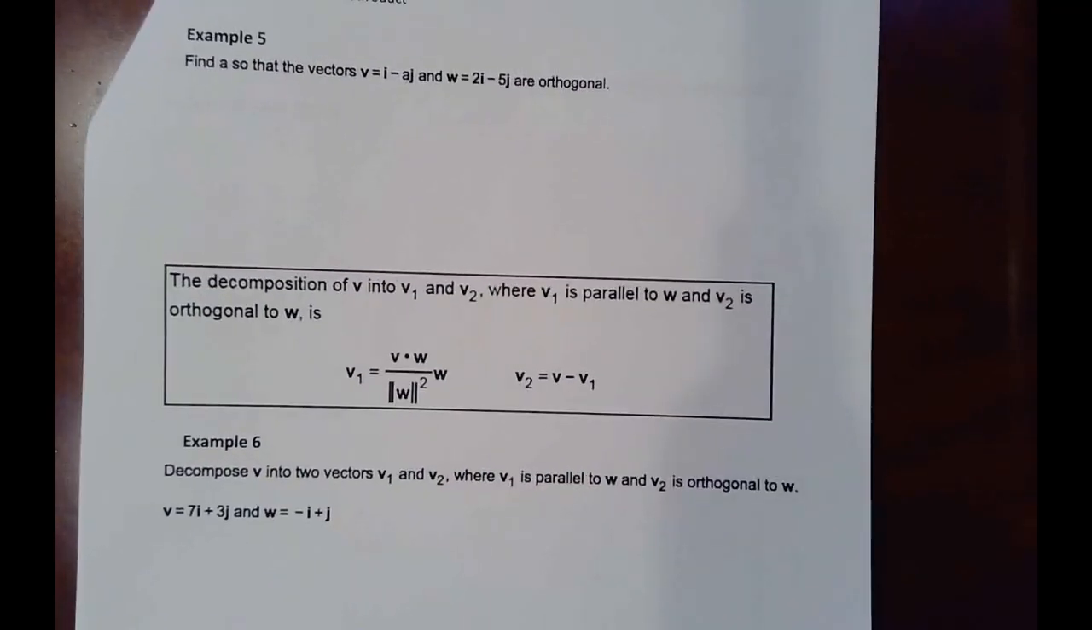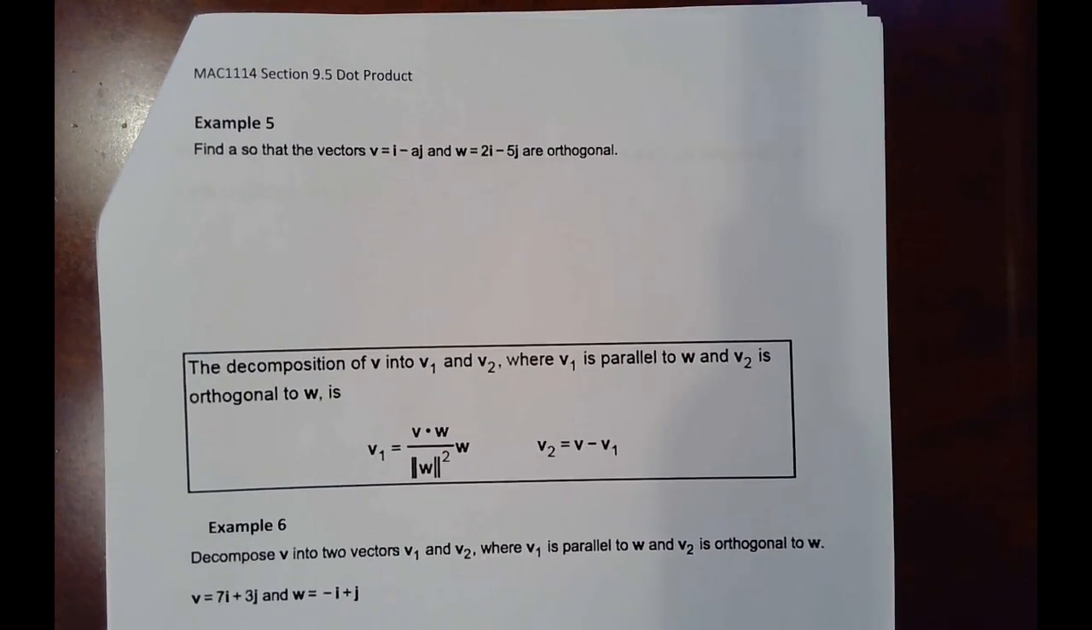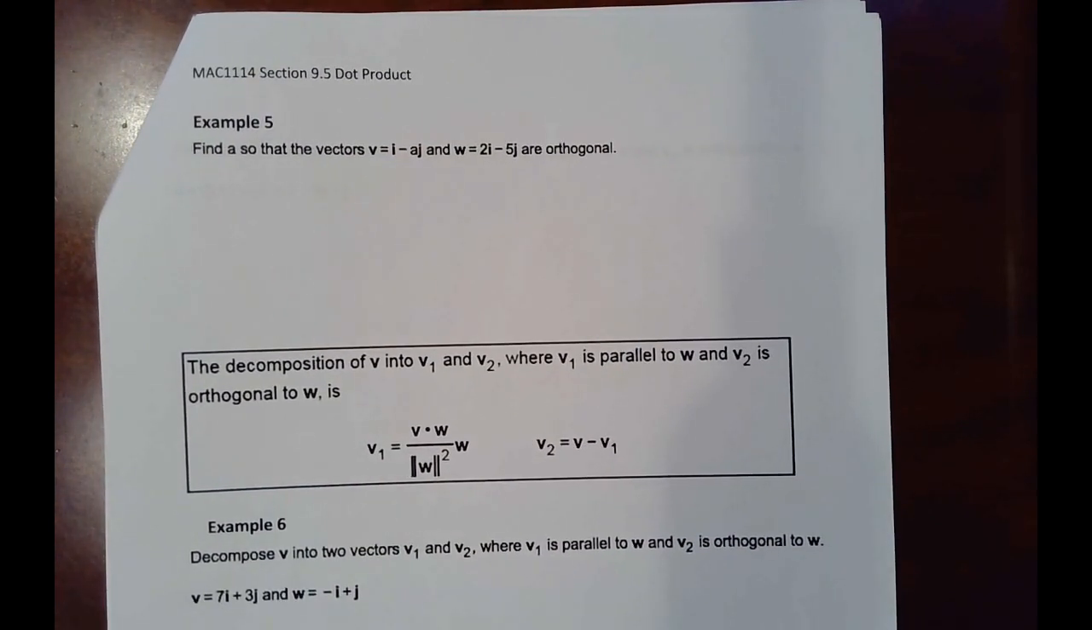Okay, moving on to example 5. So tons of practice doing the dot product, then using the dot product to find the angle between the vectors, and determining, using the dot product and also the answer in part B, whether or not they are parallel or orthogonal.